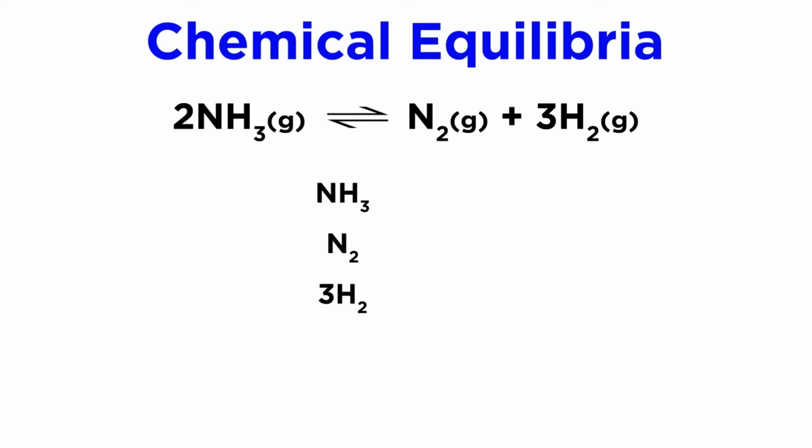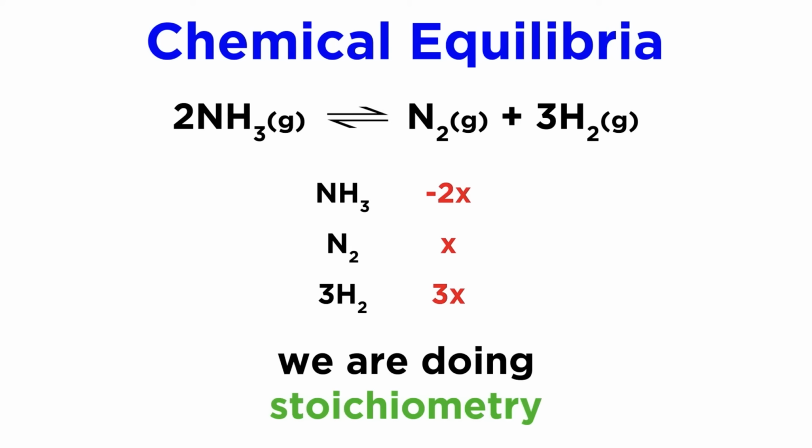Now let's instead say that we did not know any specific numbers. We could still discuss relative changes in concentrations by doing algebra. Instead of saying 0.11 molar for nitrogen, let's just say X. Then the change for hydrogen would be 3X, and the change for ammonia would be negative 2X. So as you can see, all we are doing is applying the stoichiometry of the reaction.